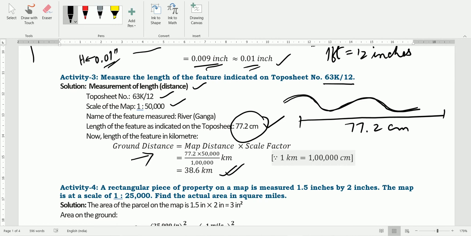The length of the river on the map is 77.2 centimeter, and its length on the ground is 38.6 kilometer, applying the formula. As I told you earlier, if we want to express the distance in kilometer, we have to divide it by 1 lakh, because 1 kilometer is equal to 1 lakh centimeter. So this is activity 3.